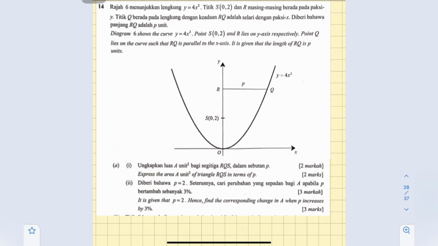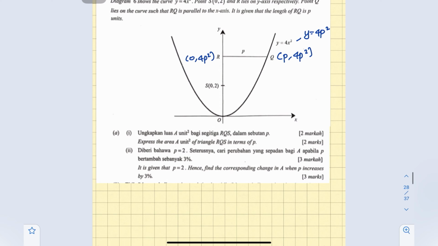So to find the area of triangle RQS, firstly we must know the points of R, Q and S. S we already have. Now given from the question, the length of RQ is p, meaning that the coordinate of x is p. So for Q, the coordinate of x is p, and to find the coordinate y, you just substitute into this equation. So y equals 4p squared. So coordinate y is 4p squared. For coordinate R, it is the y-intercept, so x equals 0. So (0, 4p squared).